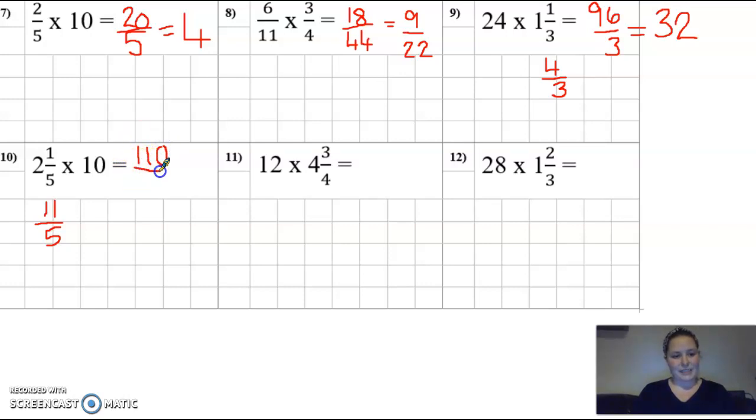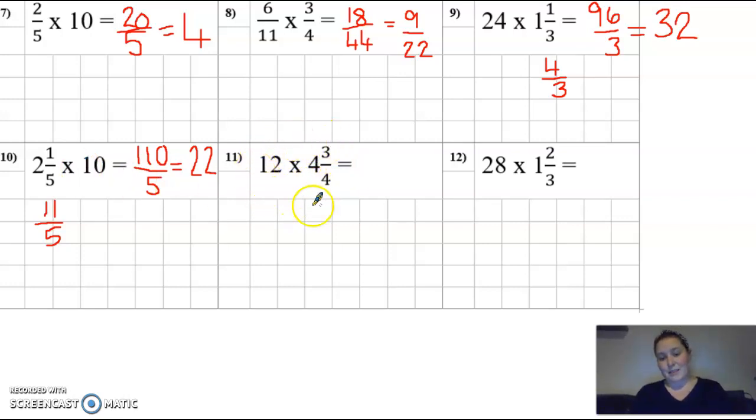over 5. Again, absolutely right, but we can convert it to a mixed number and it will go exactly. So how many 5s are there in 110? There are 22. Now the other way that you might have done that is by doing 2 times 10 is 20, and 1/5 times 10 is 10/5, which makes another 22. That would be a fine way of working it out also.